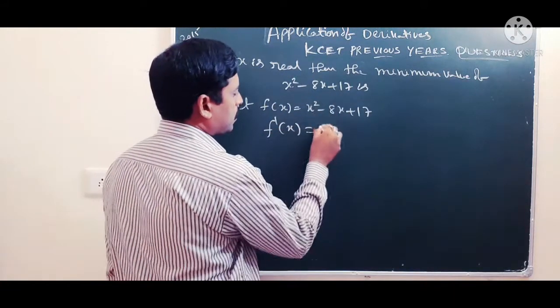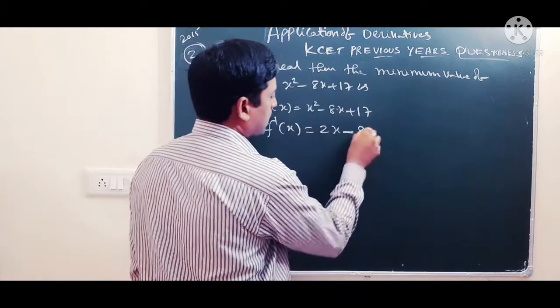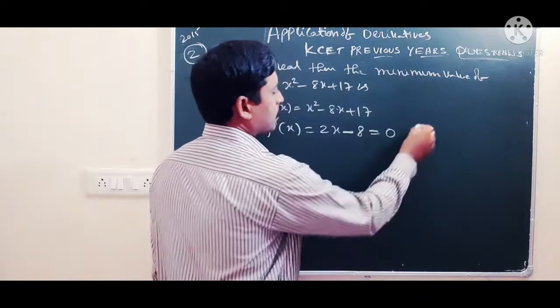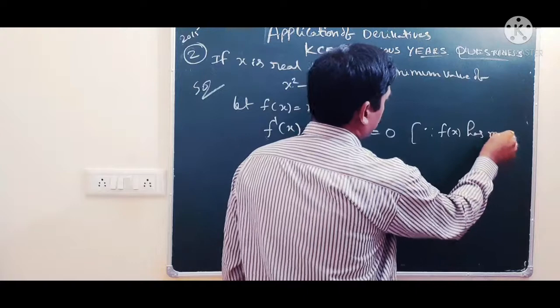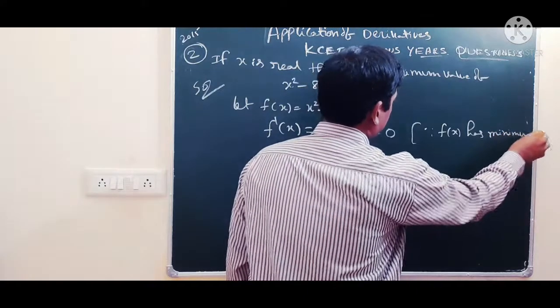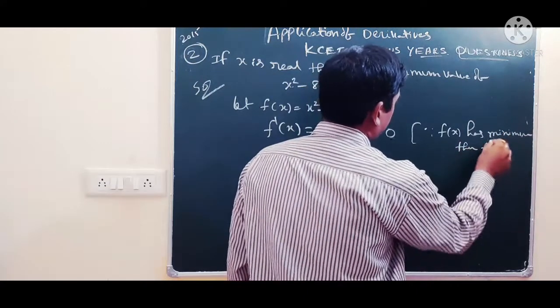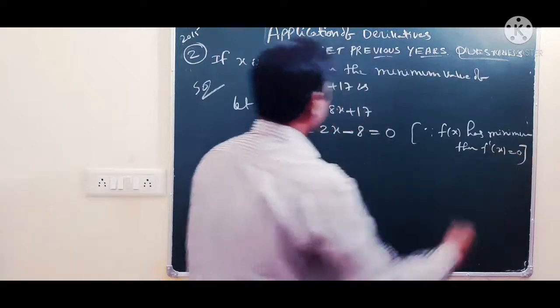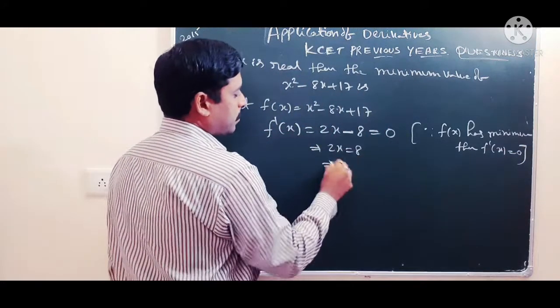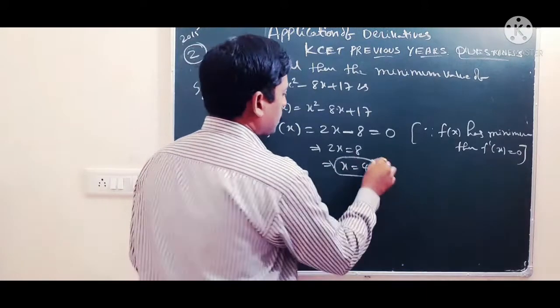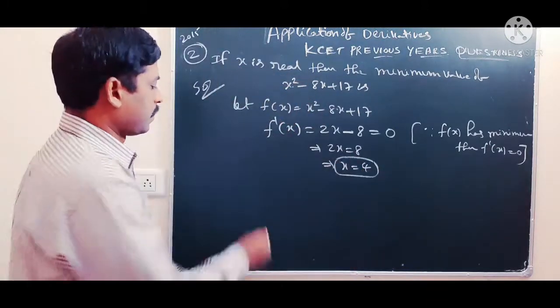So differentiation of x square is 2x minus 8 equal to 0. Since f of x has minimum value, then f dash x is equal to 0. Now 2x is equal to 8, x is equal to 4. This x value 4 we substitute in the statement.